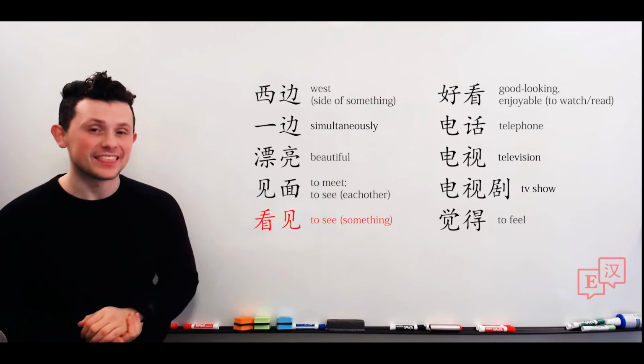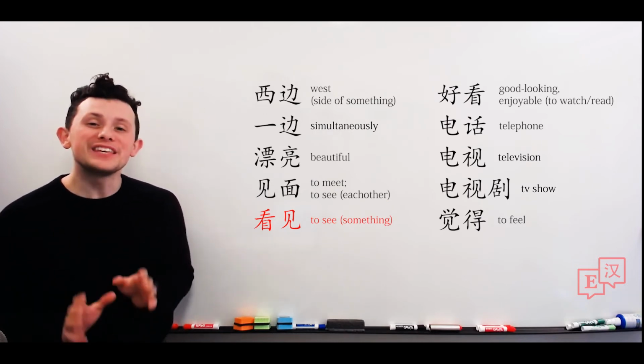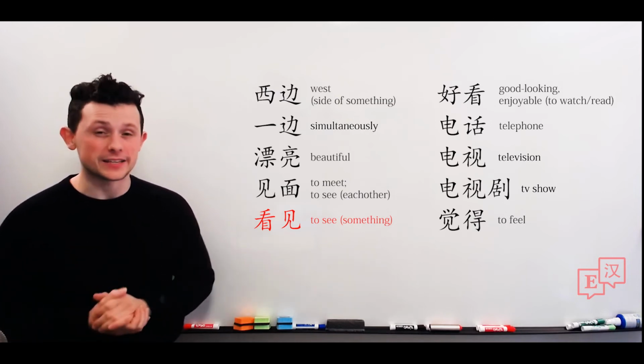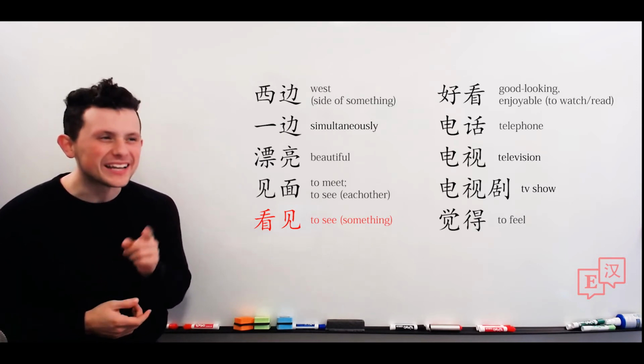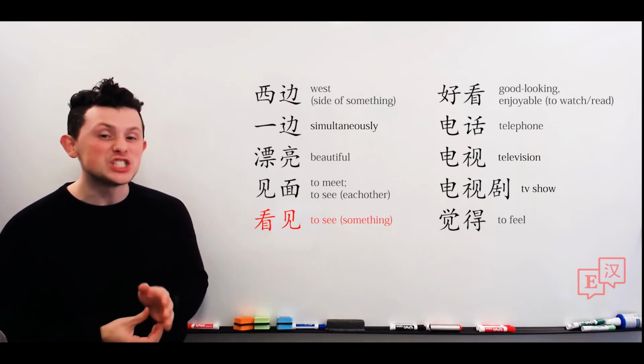看见. To look and see. This is the actual word that expresses the concept of seeing someone. Like, I can see you. 我会看见你. Like, ha, I can see you. 看见.